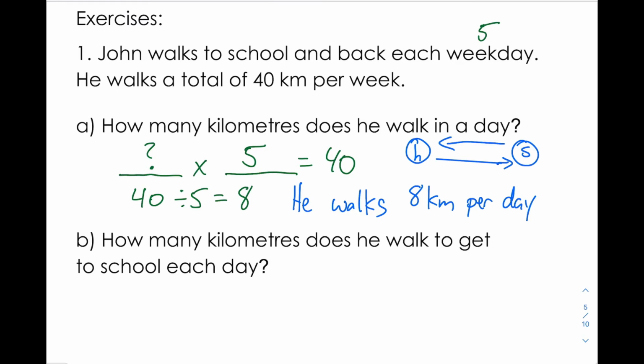Question B says, how many kilometers does he walk to get to school each day? So question B is only concerned about this part. How far he walks just to get to school. So that would be half of his daily journey, right? And so we would do 8 divided by 2, because when you divide something by 2, you get half of it. So 8 divided by 2 is 4. So he walks 4 kilometers to school each day.